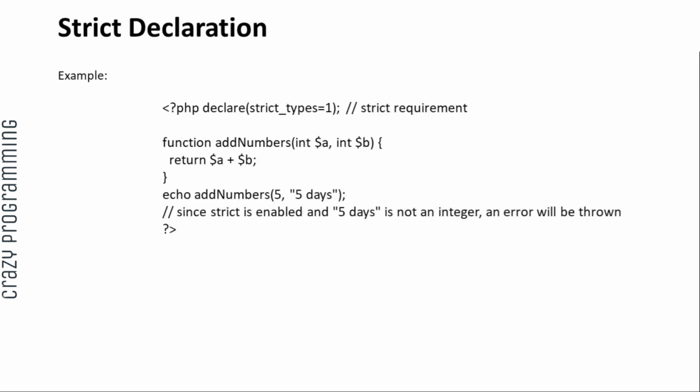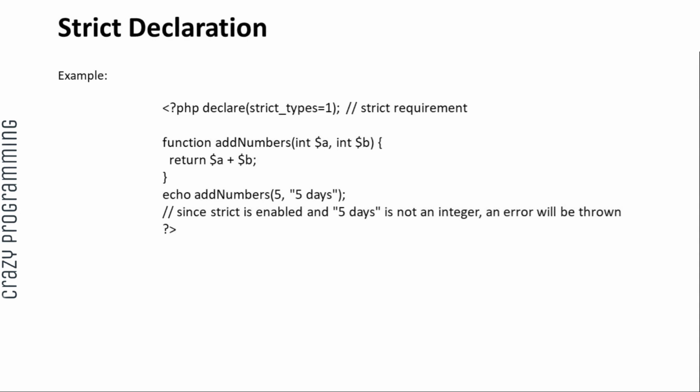Let's know about strict declaration. Here is the example of strict declaration. We are strictly declaring the types. To use this, we use the declare function: PHP, declare, strict_types equals 1, that is the strict requirement. Let's see what happens in the example.